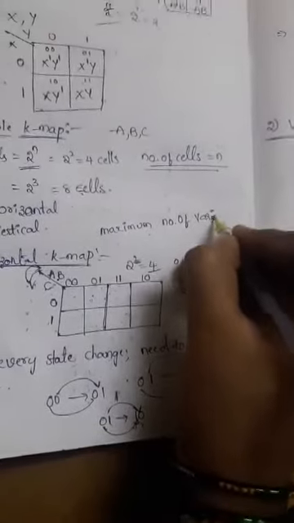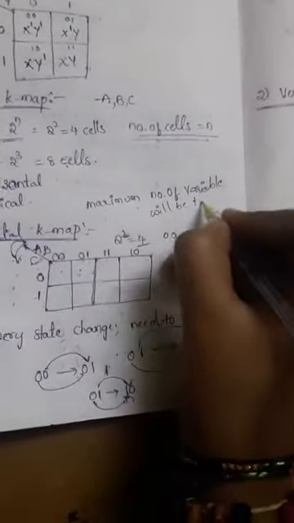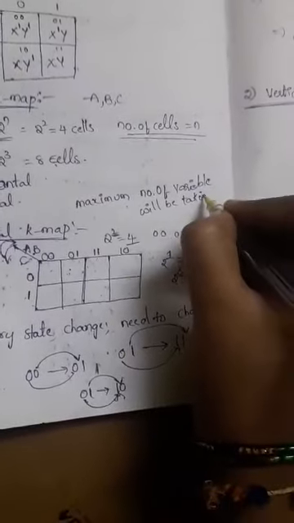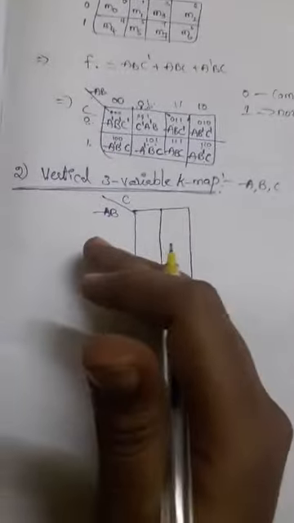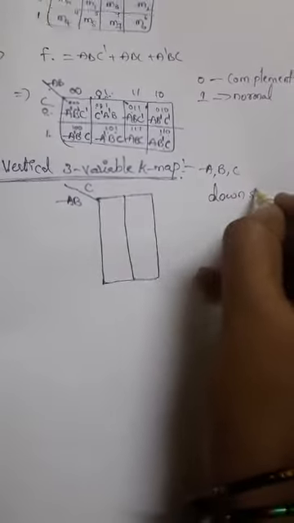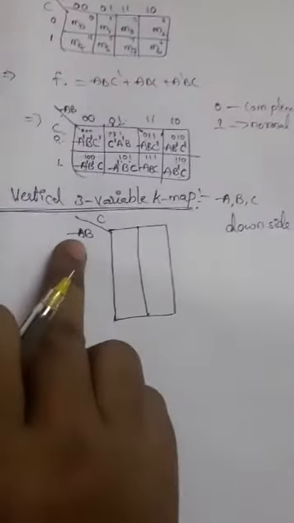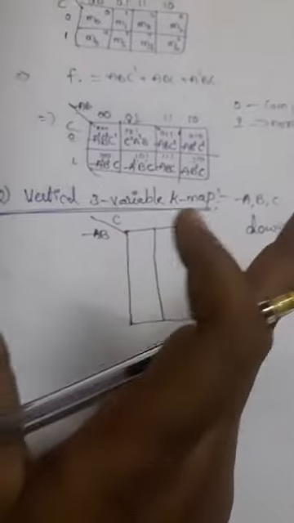In the horizontal 3 variable K map, the maximum number of variables will be taken at the top side. This is the main point for the horizontal K map. While coming to the vertical 3 variable K map, the maximum number of variables will be taken at the downside. That's why I can consider 2 variables here and a single variable here.